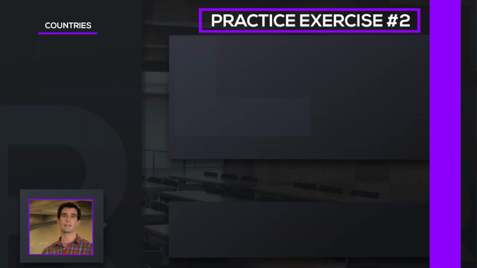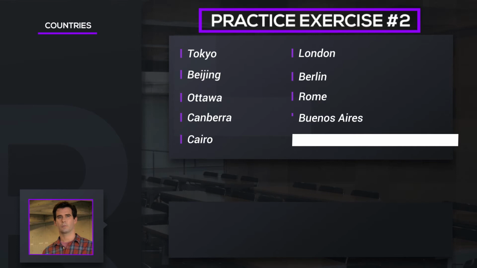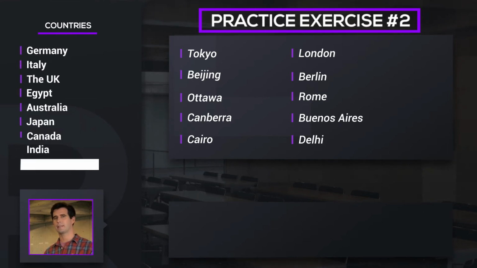In our next exercise, I'm going to show you a list of capital cities. I will also show you a list of countries. I want you to match the countries to their capital cities and make a sentence. First, let's take a look at the two different lists. Here, we can see 10 different capital cities. And here, we can see 10 different countries.